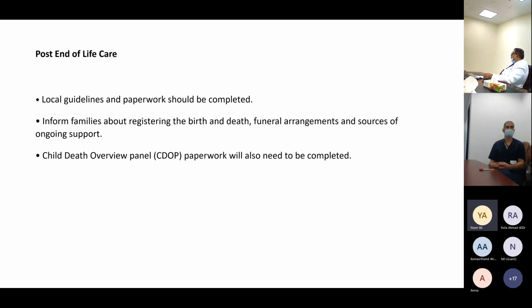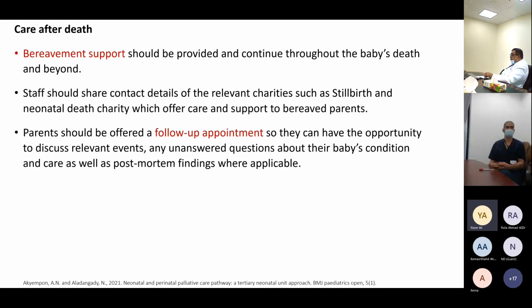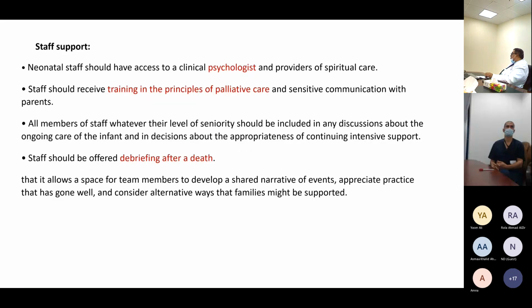Post end-of-life care. Local guidelines and paperwork should be completed. Bereavement support should be provided and continue throughout the baby's death and beyond. Parents should be offered a follow-up appointment so they can have the opportunity to discuss relevant events, any unanswered questions about their baby's condition and care, as well as post-mortem findings where applicable.